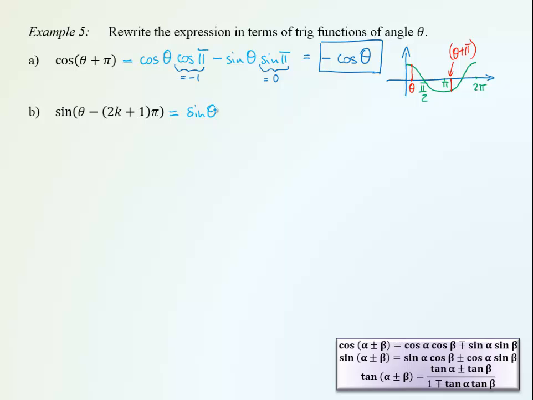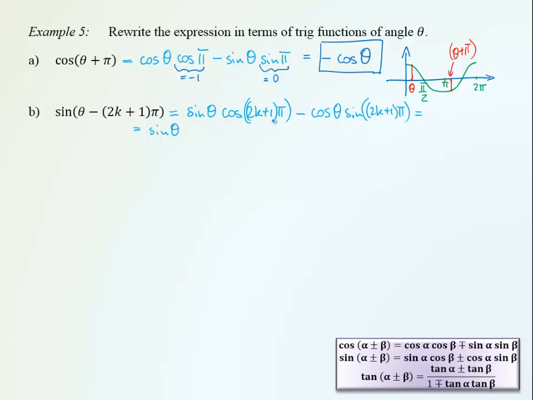Sine of theta, cosine of (2k plus 1) pi as the input. So some odd multiple of pi. And then, since this is minus, we use the bottom sign. So it's minus cosine of theta, sine of this odd multiple of pi. Okay, let's analyze this. Sine of theta stays.